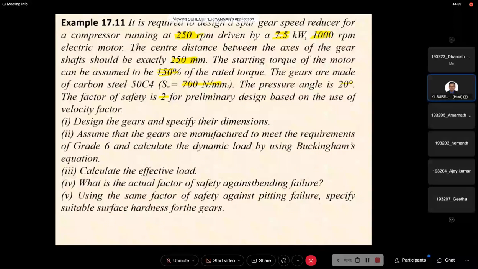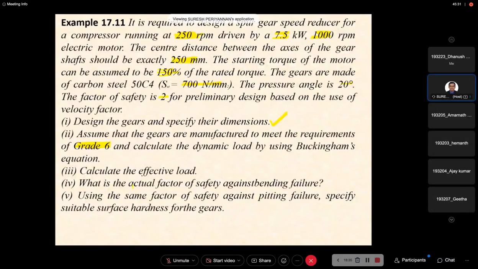Now, what is our aim here? Design the gears as per the specified dimensions. Assume that the gears are manufactured to meet grade 6 requirements. We are going to consider grade 6 to find our errors, where total error means the summation of error in pinion and gear. Then calculate the dynamic load using the Buckingham equation and calculate the effective load. The effective load must be satisfied by our shear strength and beam strength.